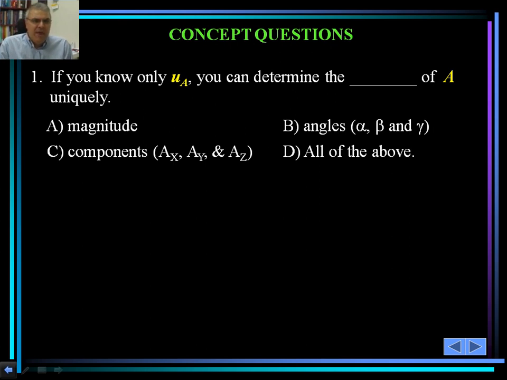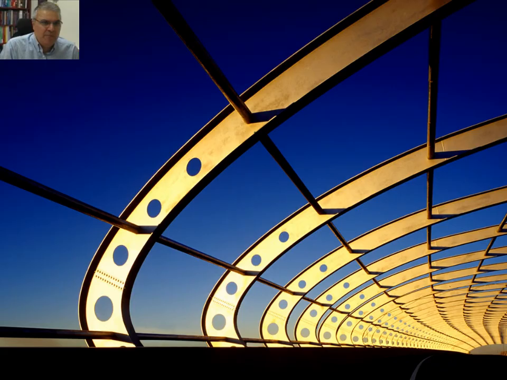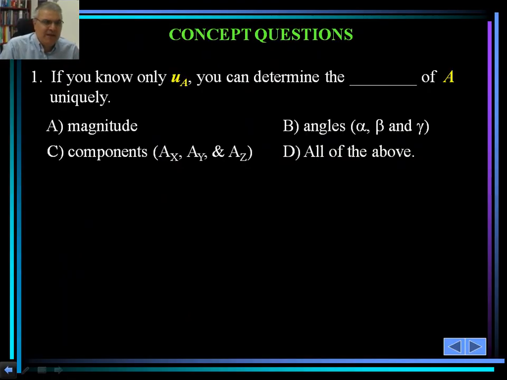If you know only u sub a, you can determine the blank of a uniquely: magnitude, angles, components, all of the above. Well, the correct answer is B, because if you want to determine the angles alpha, beta, and gamma of A uniquely, you need to know both the unit vector and the angles as we just demonstrated.